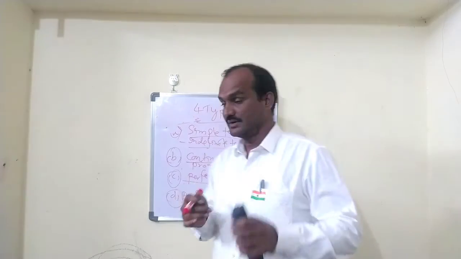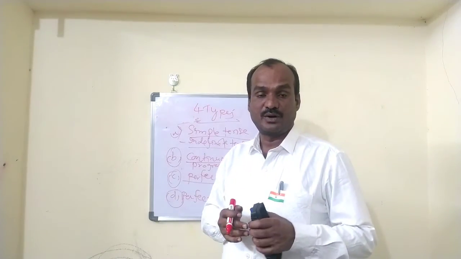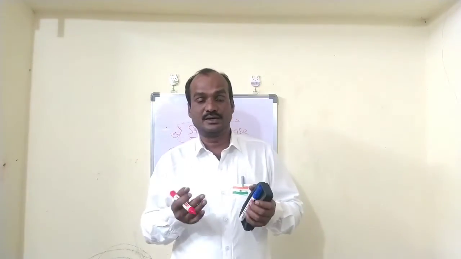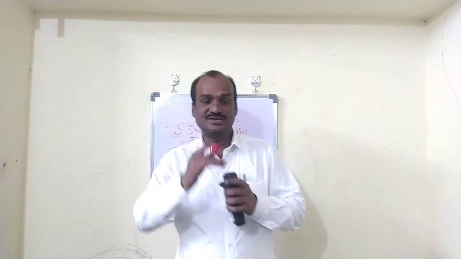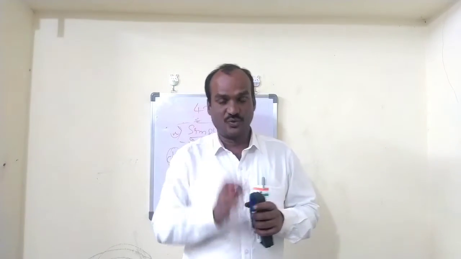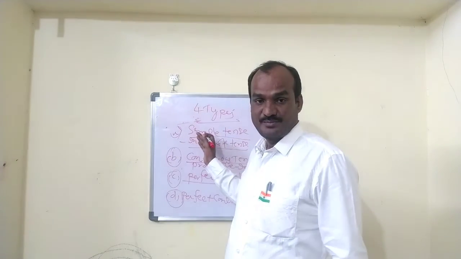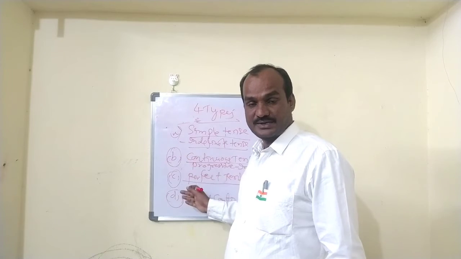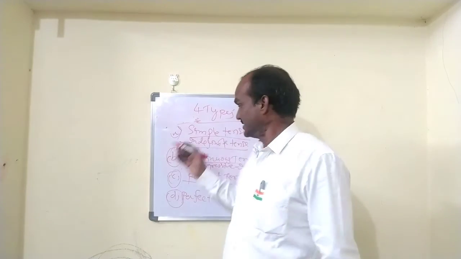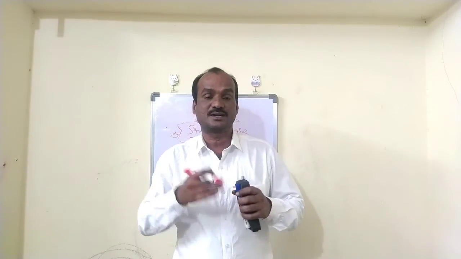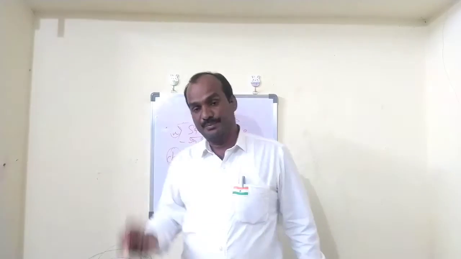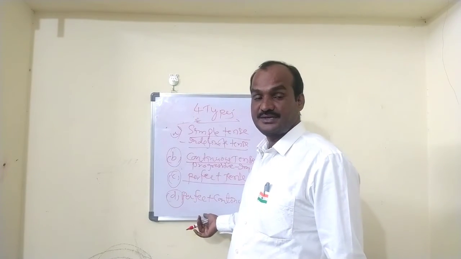So that is the reason why we need to go through the topic: tenses. Tense is a word which originated from the Latin term tempus. Basically, tenses are of three types: present tense, past tense, and future tense. Each tense is further categorized into four types: simple tense, continuous tense, perfect tense, and perfect continuous tense. Simple tense is otherwise called indefinite tense, and continuous tense is otherwise called progressive tense or imperfect tense.